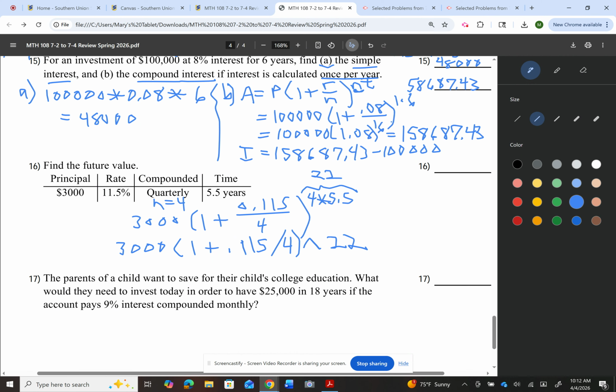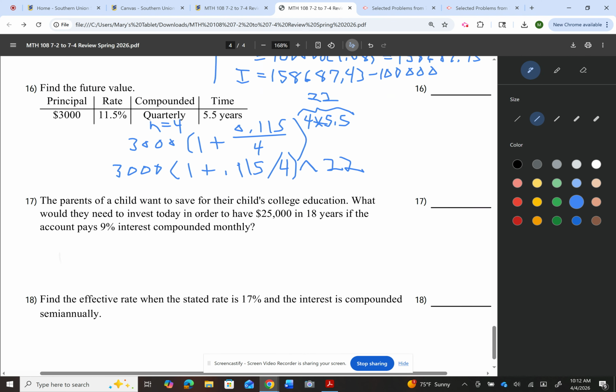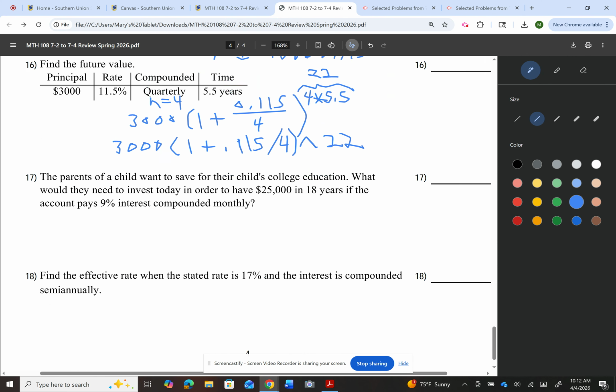But 17 is a little bit harder, because what we want to know there is what we would have to invest today. So we want to know the P so that we'd have 25,000 in the future, 18 years from now, and we know it's 9% compounded monthly. So we're going to use this, but we don't know the P. But we do know our interest rate is 9%, compounded monthly, so n is 12, and it's going to stay there for 18 years. And we want it to turn out to be 25,000. So that's the A, the future value.